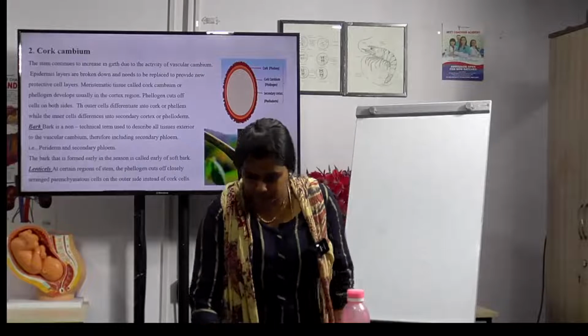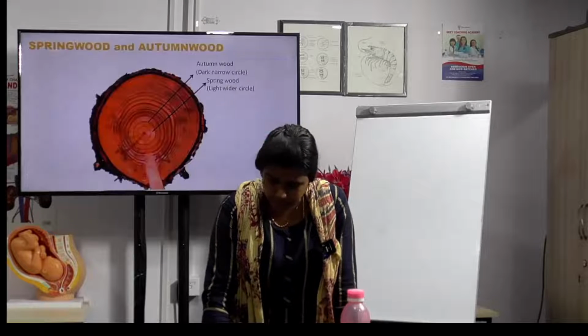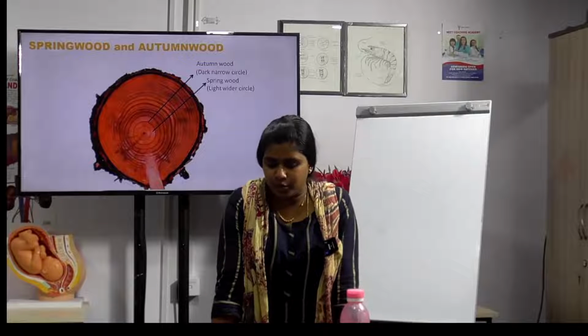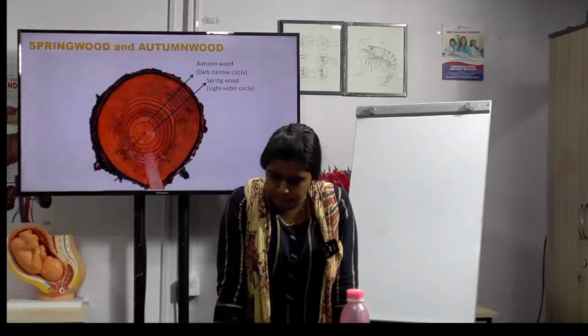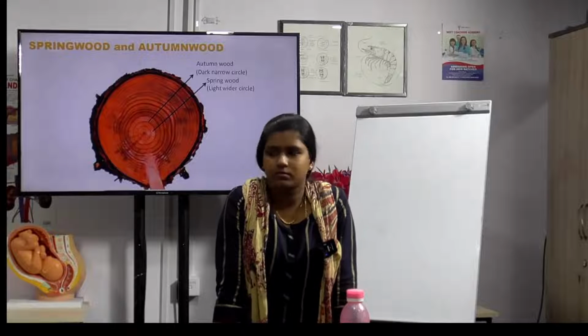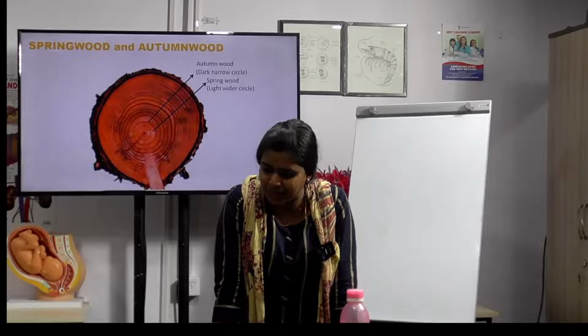Okay, now let us see about springwood and autumnwood. Any idea about springwood, autumnwood? Earlier we saw the activity of cambium. What did we see in the activity of cambium?